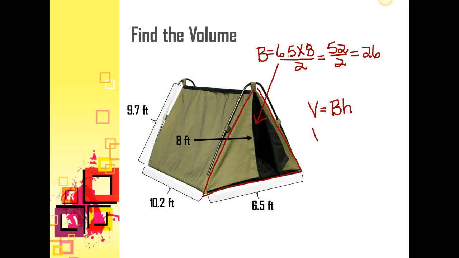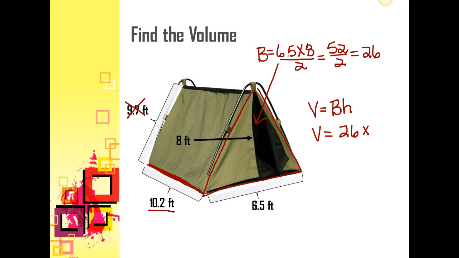Next, we must multiply this area of the base times the height of the figure. There are 2 dimensions to choose from, so we have to figure out which one is the height. The height always connects the two bases. In this example, that would be the front and back of the tent. The length of 10.2 feet connects the front opening to the back opening.